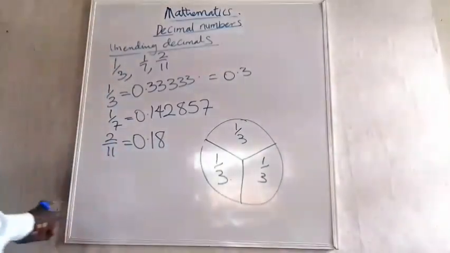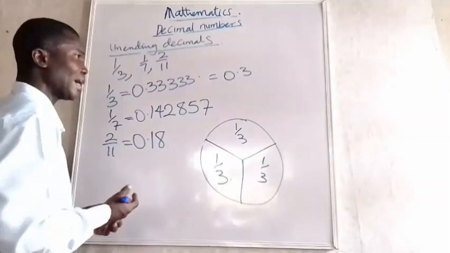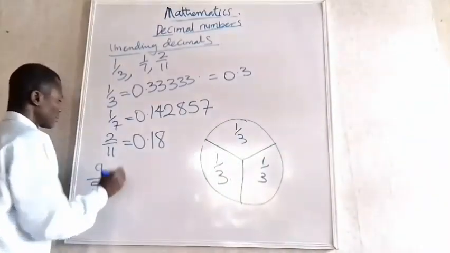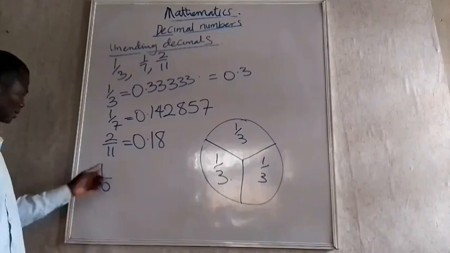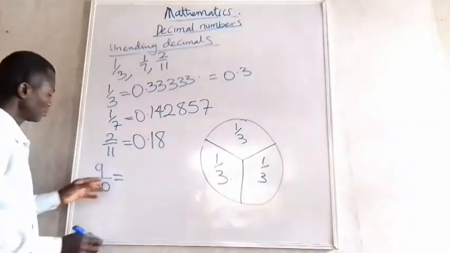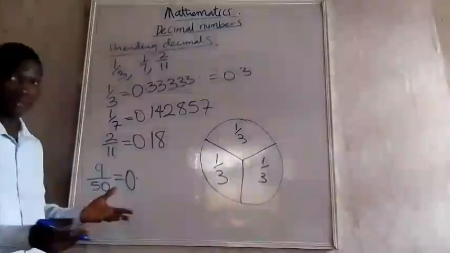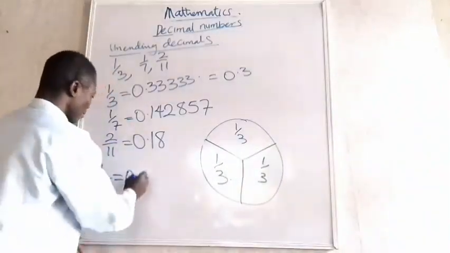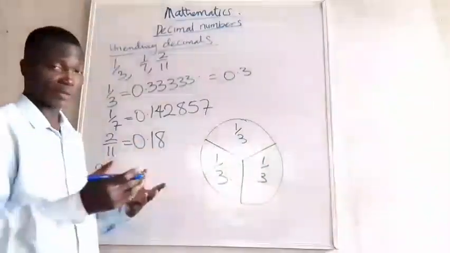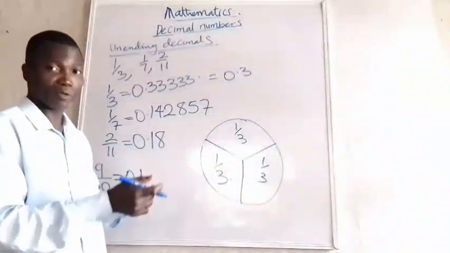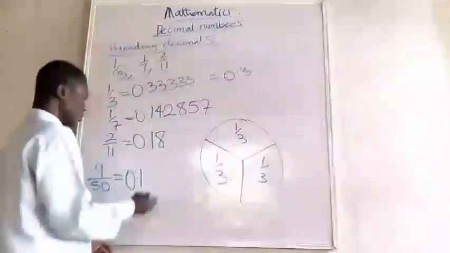Let me give you an example. Let's say I have something like 9 over 50. This 9 over 50, I have it to be equal to 90 over 50. I put point. 90. What does that give me? 1. 1 times 50, 50. 50 from 90, that is 40. I put 0 again after 40. I have 400. 50 in 400, that gives me 8.